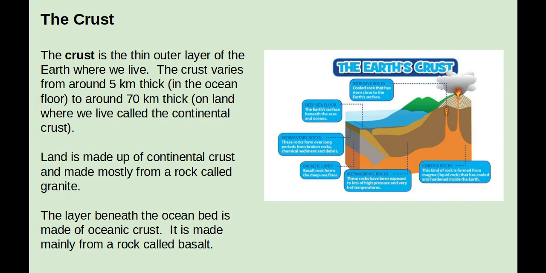Let's learn about the crust. The crust is the thin outer layer of the Earth where we live. The crust varies from around 5 kilometers thick in the ocean floor to around 70 kilometers thick on land where we live, called the continental crust. Land is made up of continental crust and made mostly from a rock called granite. The layer beneath the ocean bed is made of oceanic crust. It is made mainly from a rock called basalt.